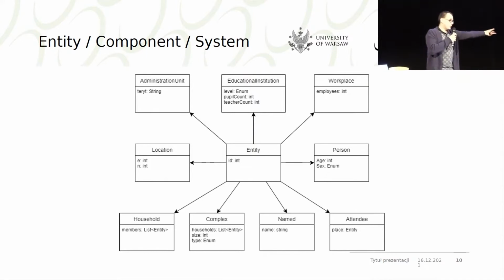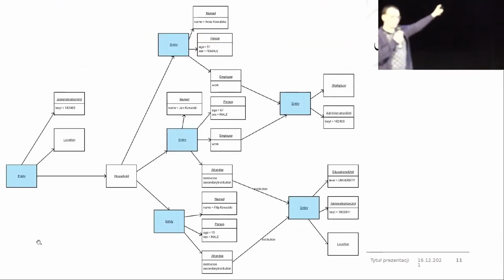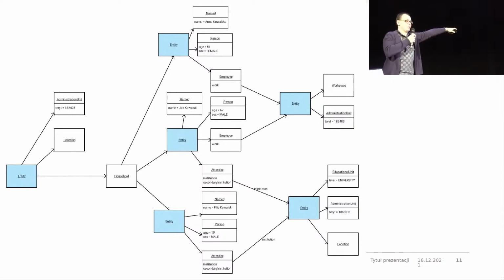Same with location. An agent can have a location, and a household can have a location. They are homogeneous. So what we have here is how an object graph built for those would look. It's always an entity connected with its components, and those components can in turn point to other entities.